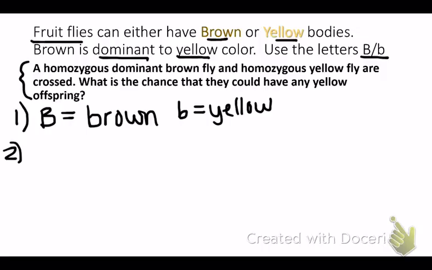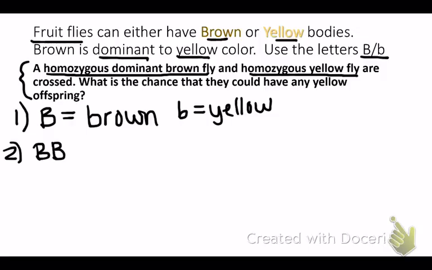Step 2 was we need to create the parent cross. We know that we're crossing a homozygous dominant brown fly and a homozygous yellow fly. Let's worry about the first parent first. Homozygous dominant, what does that mean again? That means 2 of the same letters, and because it's dominant, they're both capital letters. So I know this parent is capital B, capital B, because it's brown.